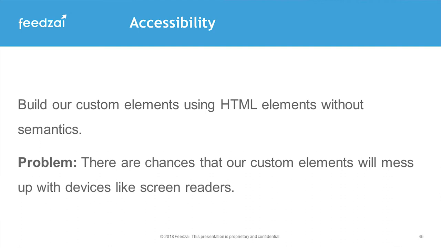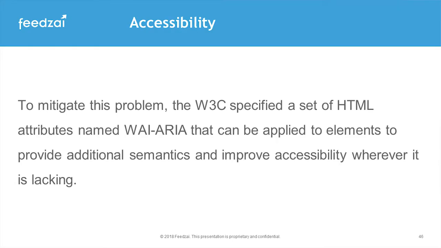Most of the time we use elements that are not accessible, or elements that don't have meaning. So it's very common to find things like selects that are implemented only using divs, and browsers don't know what that is. So you are basically breaking the website's accessibility, okay? To mitigate this problem, the W3C specified a set of HTML attributes named ARIA. Basically, they can be applied to HTML elements to provide more semantics to them.